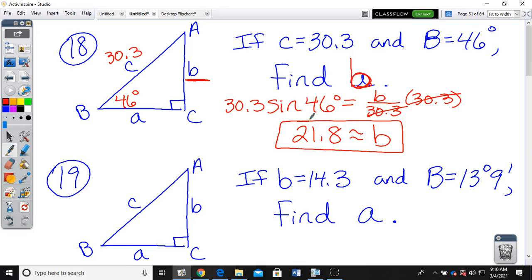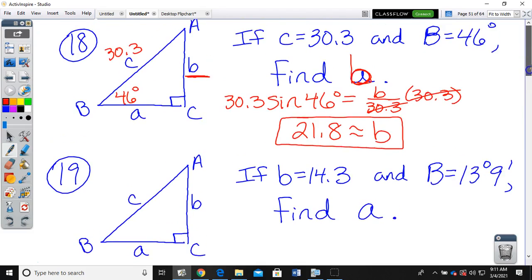I thought that was just me. Everybody good on 18? Yes, ma'am. Yes. 19. That's it? Yeah. You're not solving the whole thing, you're just finding B. Okay?